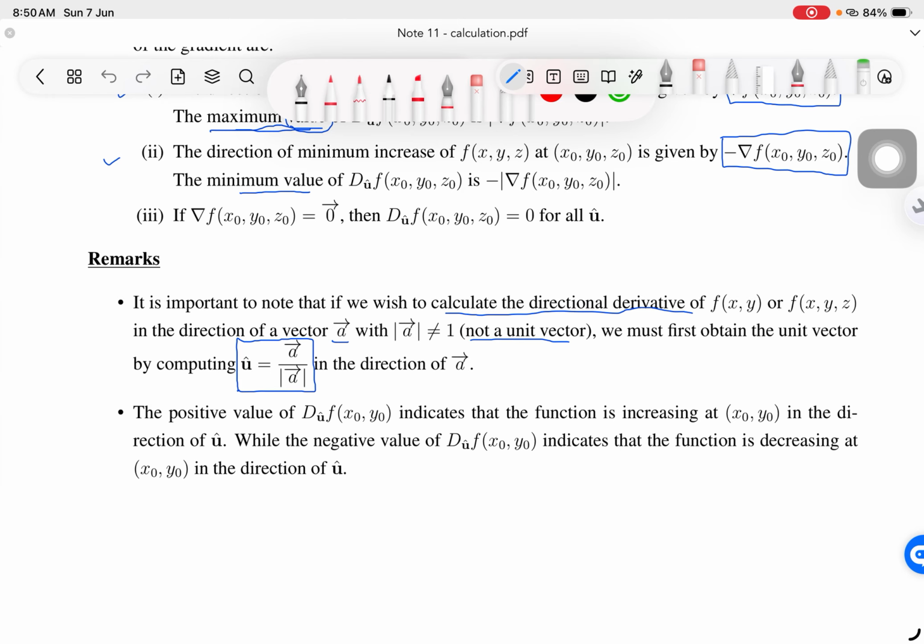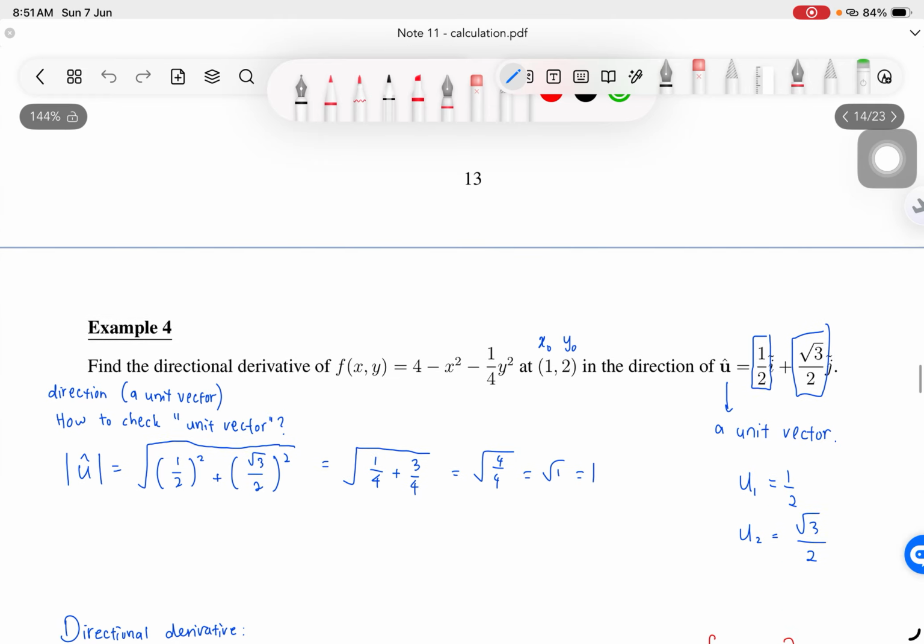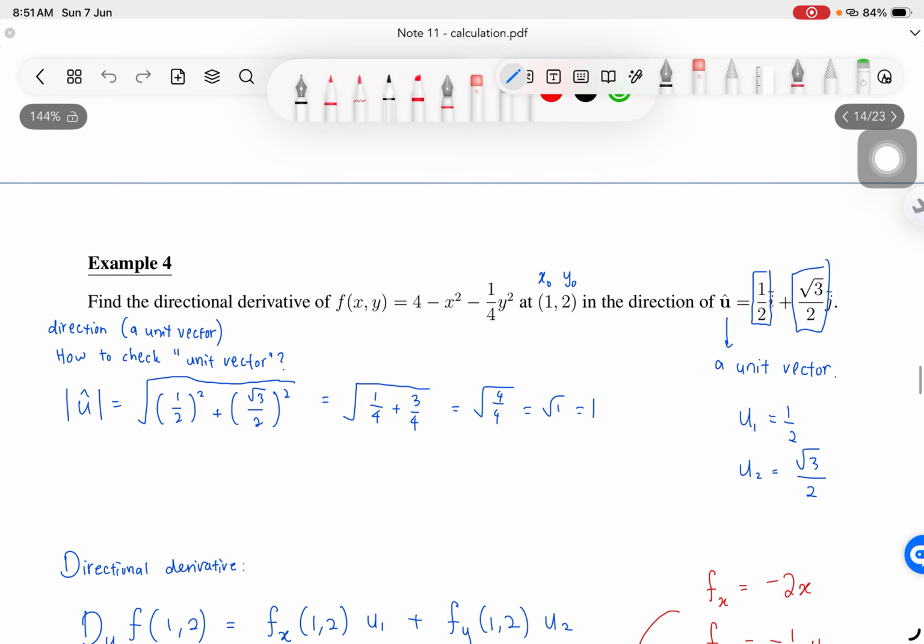So a positive value of the directional derivative of f indicates that the function is increasing, while a negative value of the directional derivative of function f indicates that the function is decreasing. Okay, so positive means increasing, negative means decreasing. Alright, so we go to example 4 here.